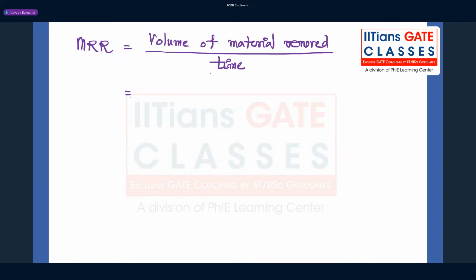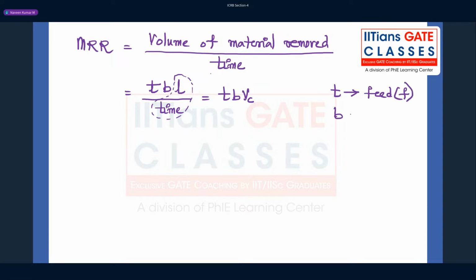In machining, especially in a turning operation, what is the volume that is being removed? Uncut chip thickness into width of chip into length of chip, all uncut, divided by time. We can take length by time as cutting velocity, V_c. In our class we discussed that uncut chip thickness is feed F, and width of uncut chip is depth of cut D. So MRR is equal to F into depth of cut D into cutting velocity V_c.